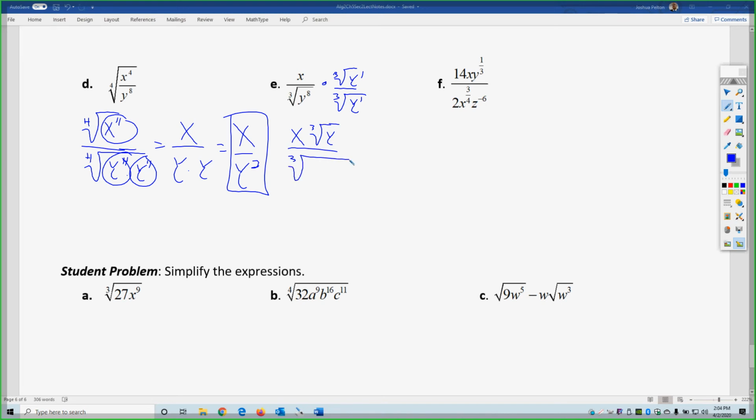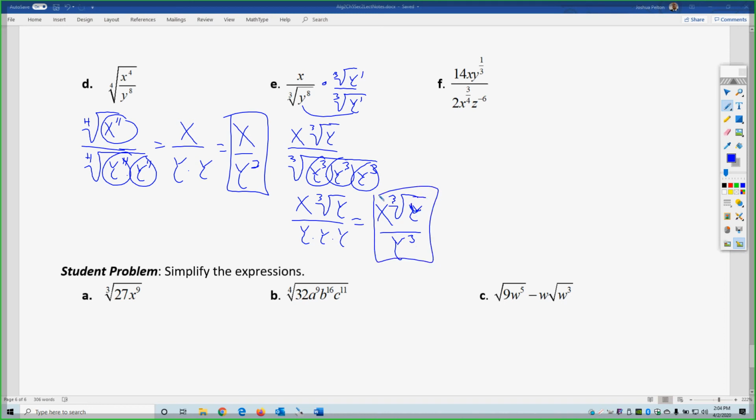And now that I have y to the 9 on the bottom, that gives me y cubed, y cubed, y cubed, using the product rule. So I get x third roots of y over y times y times y that come out. So x third roots of y over y cubed.